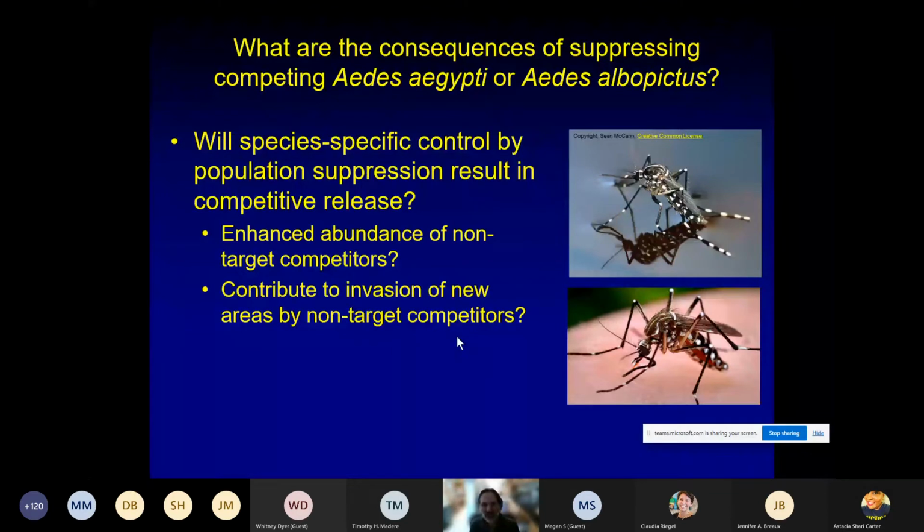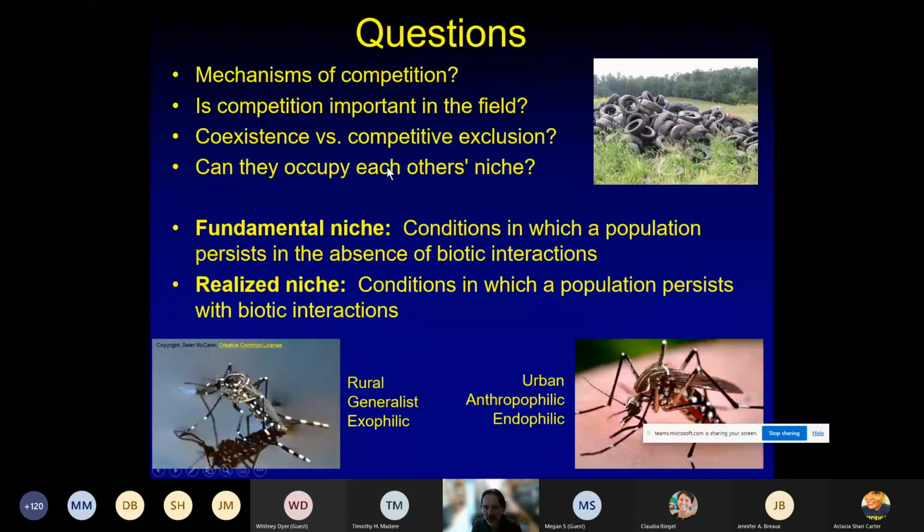A bunch of questions arise from this, particularly in the context of Albopictus versus Aegypti. What's the mechanism or mechanisms of competition? Is competition important in the field? Do these two mosquitoes coexist, or do we see competitive exclusion? And probably the most fundamental one of these is, would one species occupy the other species' niche if it wasn't there? And I'll define two things for you.